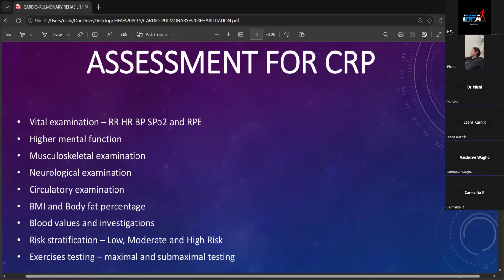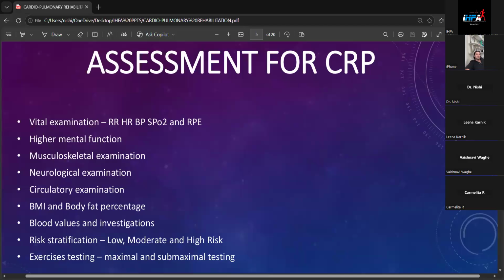What is RPE? Can anyone explain? Resting perceived exertion? Rapid perceived? No, it's rate of perceived exertion. Okay. So basically, it tells you how tired or exhausted the patient is. Because as you know, in cardiac and lung conditions, oxygen is not reaching well, and the patient will always be very exhausted. So these are the major vital assessments you have to do.